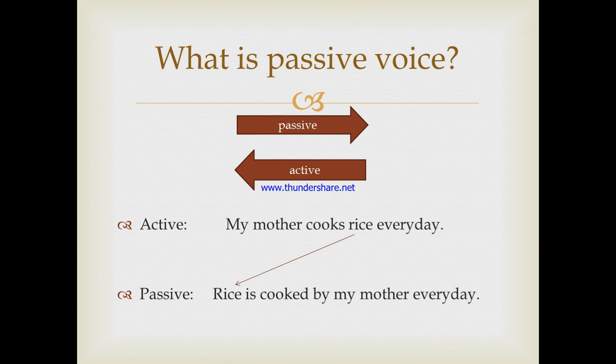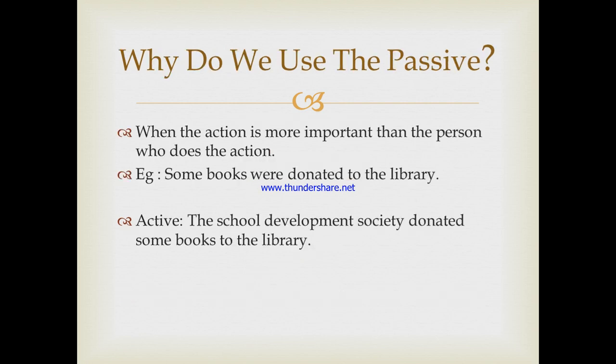Now let's pay attention to the verb of passive voice sentences. The passive verbs are formed with be verb plus past participle verb. Be verb plus past participle. That's the way we are forming passive voice verbs.